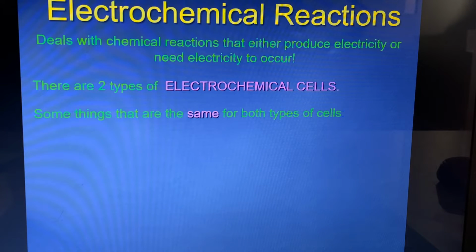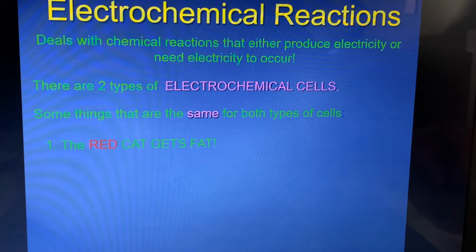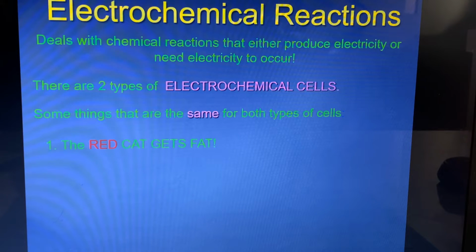For both of these types of cells, there's 2 similarities or 2 common concepts. There's a saying that's the red cat gets fat. All right, we're going to learn about electrodes in this part today, where we have electrodes for a battery. What we're going to talk about today is a voltaic cell. A voltaic cell is a battery. A battery has 2 terminals. You know them as a positive end and a negative end. All right, but they are called the electrode, and they are called the anode and the cathode, which are 2 specific types of electrodes.